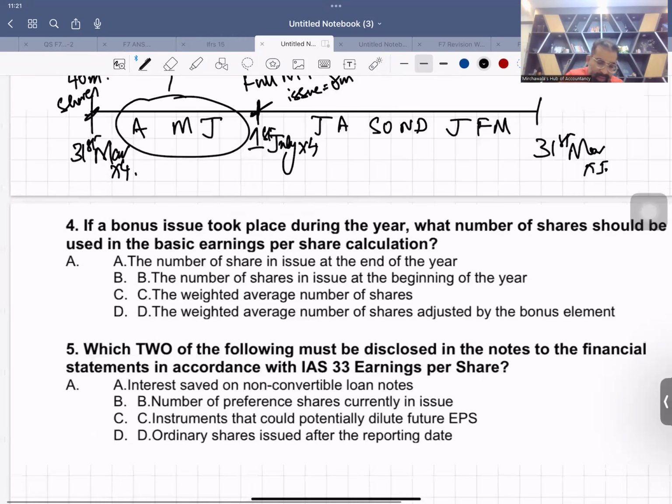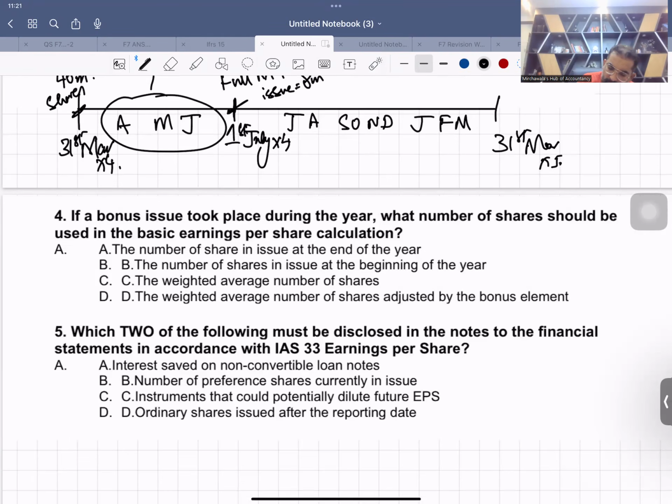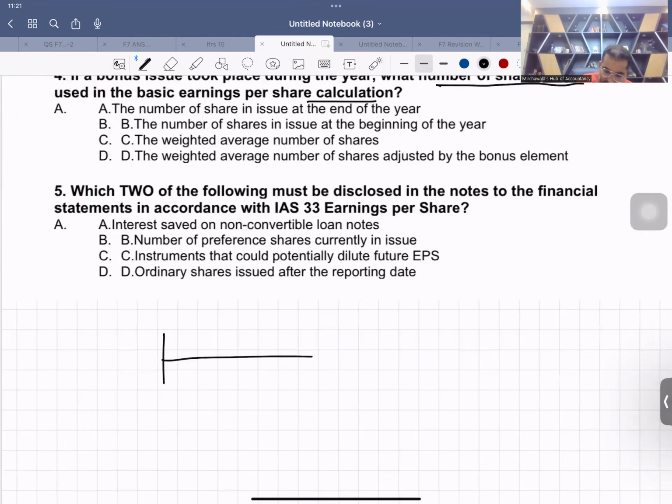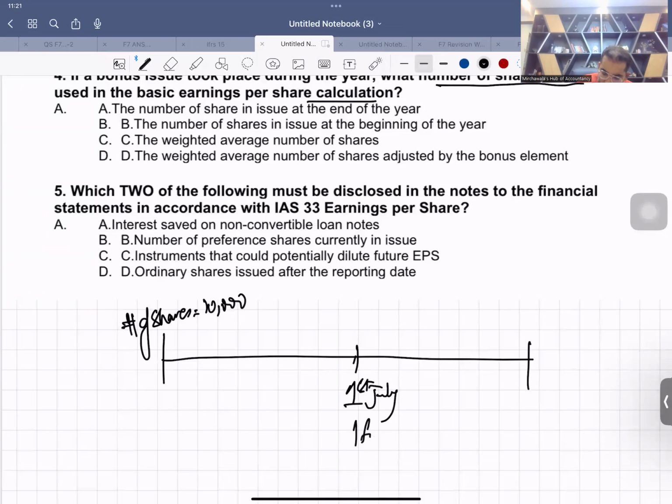Now, very common sense question. If a bonus issue took place during the year, what number of shares should be used in the basic earning per share calculation? Now, don't give your judgment, this is just a general question. Let us say at the beginning of the year, the number of shares is 10,000. On 1st July, you did a 1 for 10 bonus issue. 1 for 10 means 10%. So 10,000 times 10%, the new bonus shares will be 1,000. So 10,000 plus 1,000, the closing number is 11,000.